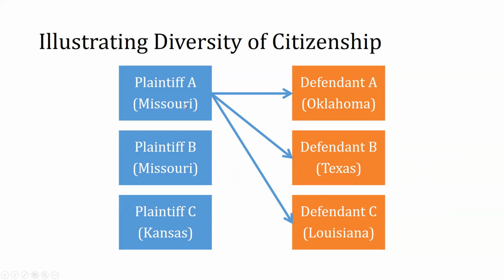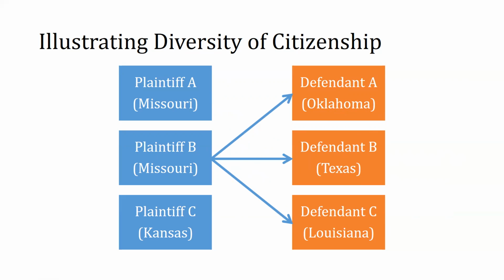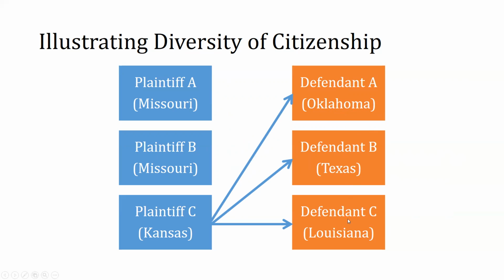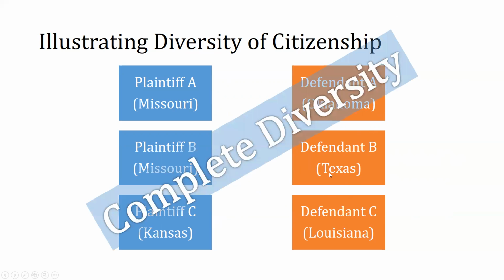Plaintiff A is from Missouri. Is there anybody on the defendant's side of the V who is also from Missouri? No, they're from Oklahoma, Texas, and Louisiana, respectively. Plaintiff B, same story. Plaintiff C is from Kansas, and again, there are no defendants from Kansas. So this shows us a situation of complete diversity. If complete diversity were required, we'd be all set. In fact, if minimal diversity were required, we'd be all set too, because there's at least one set of plaintiff-defendant pairs that are from different states. This meets, though, even the higher bar of complete diversity.